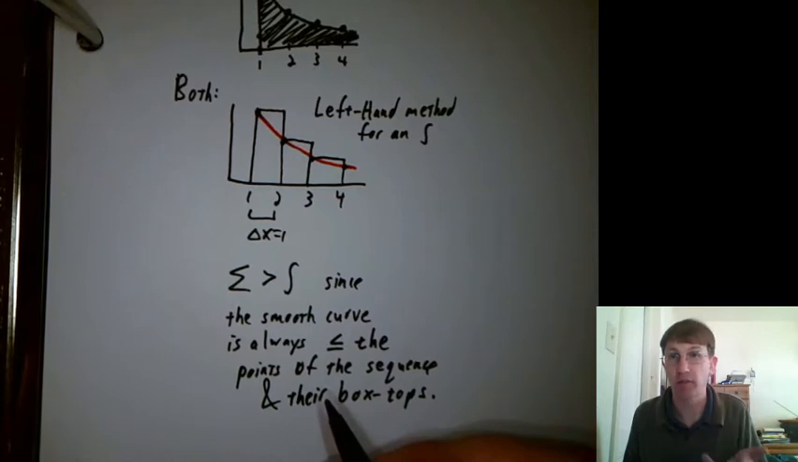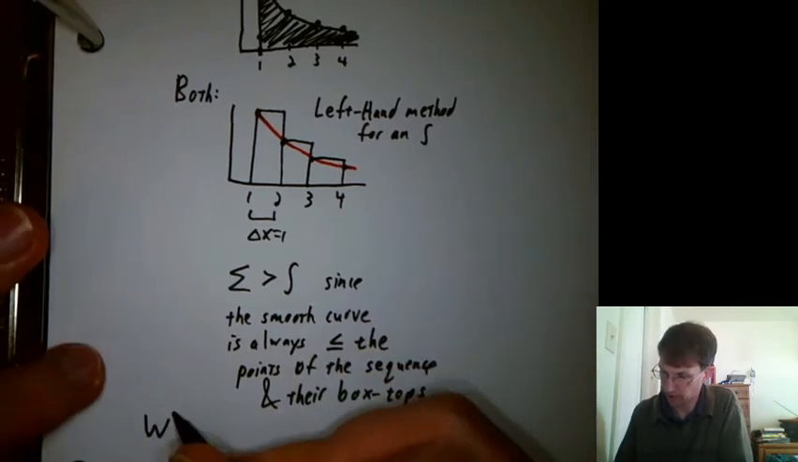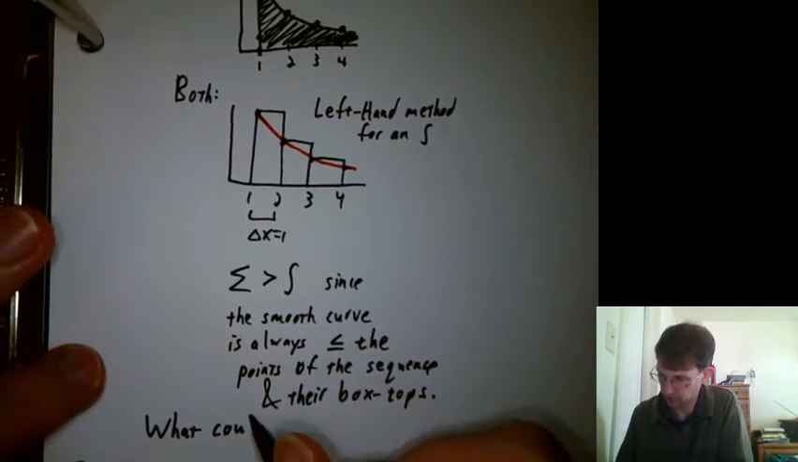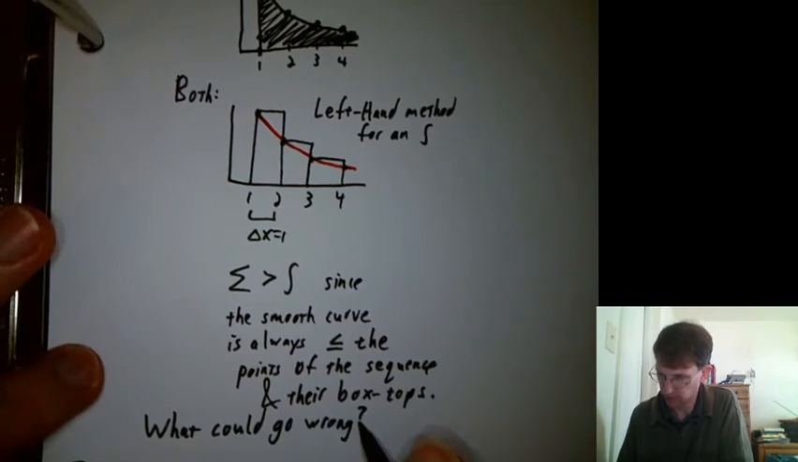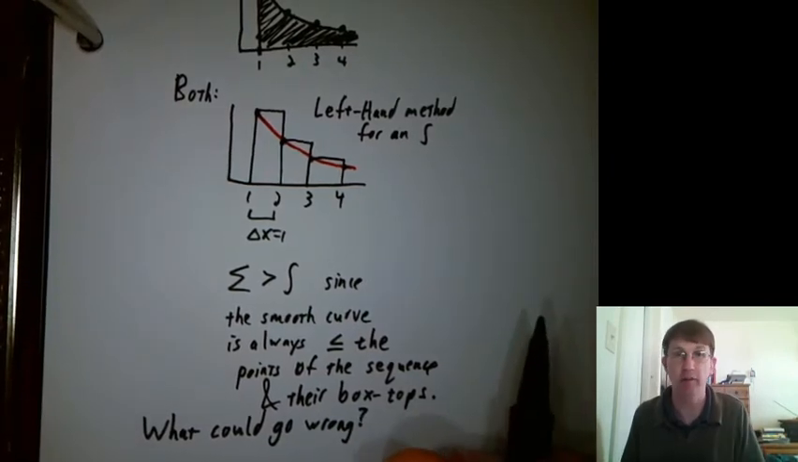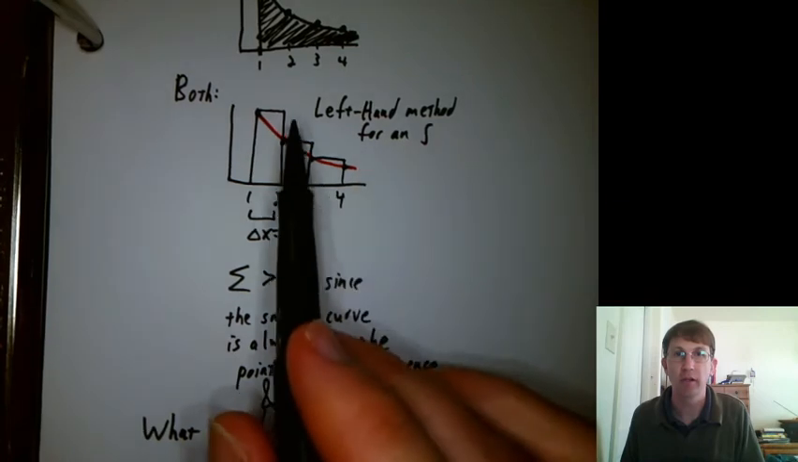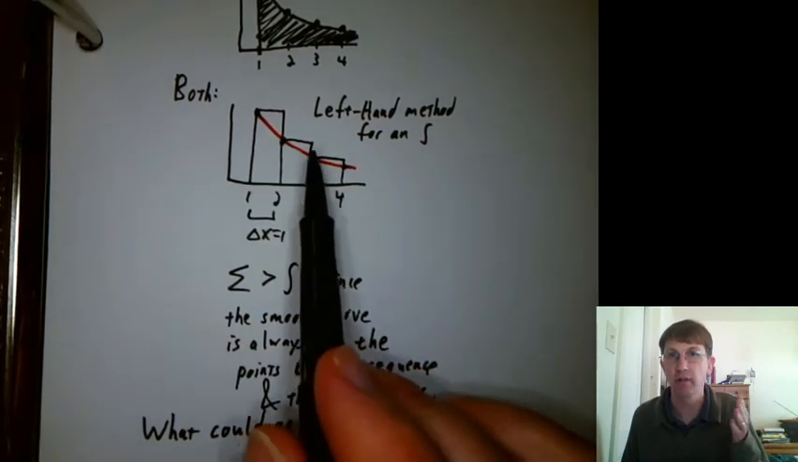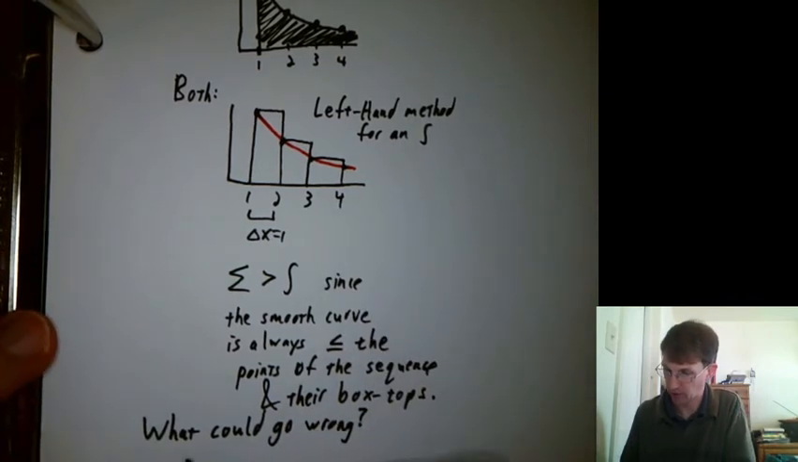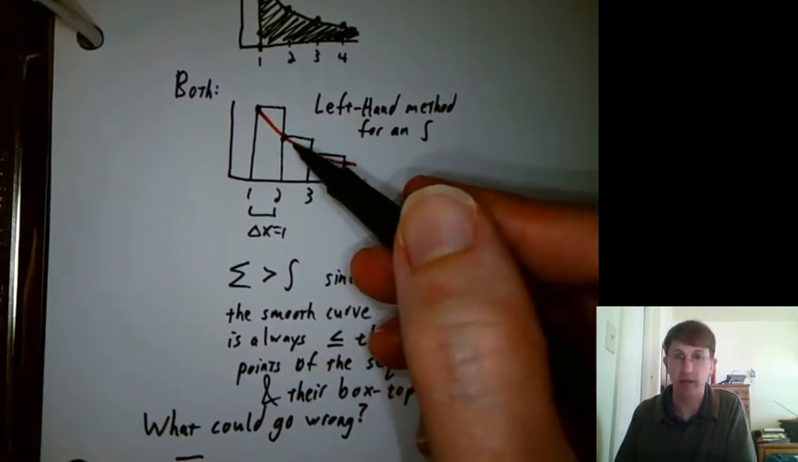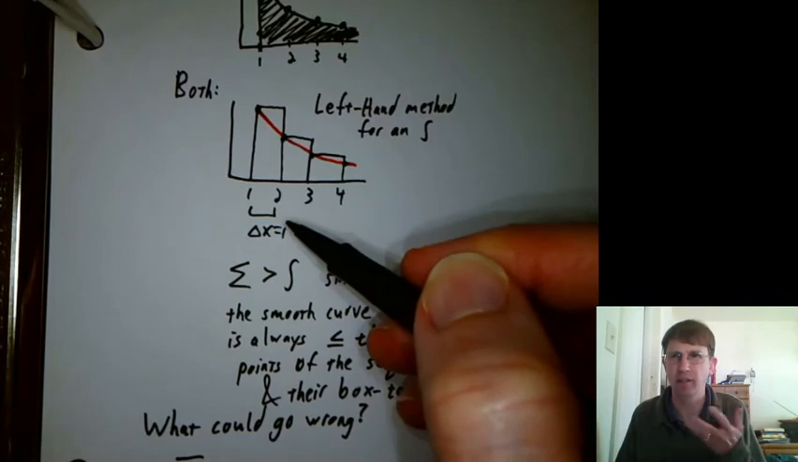Another question is, can we trust it? Another way to ask that is, what could go wrong? So let's write that down. What could go wrong? It's more fun to ask, what could possibly go wrong? Well, will we always have this smooth curve underneath the box tops here? What could happen to make that not work? Well, if one of these heights was negative, then things would get complicated.